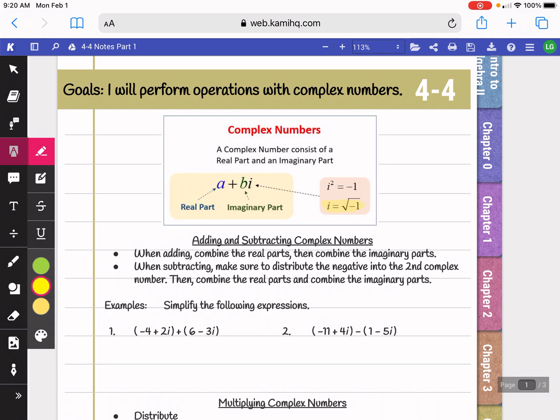-1, which is a real number that does exist, that you can work with. So if you see the italic i, it represents the square root of -1. If you see i squared, that's actually equal to -1.